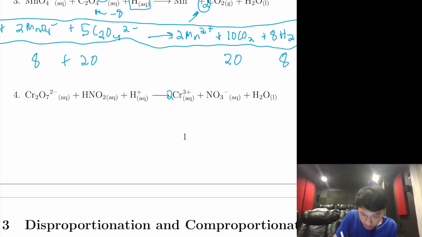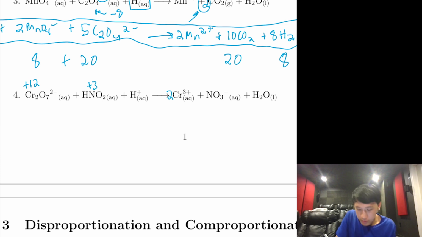So here, overall is 2 minus. Each of these contributes minus 2. So that's minus 14. To make overall 2 minus, that means these chromiums need to be plus 12. And then here, for HNO2, this is going to be minus 4 and then plus 1. That means this nitrogen needs to be plus 3 to make it overall neutral.